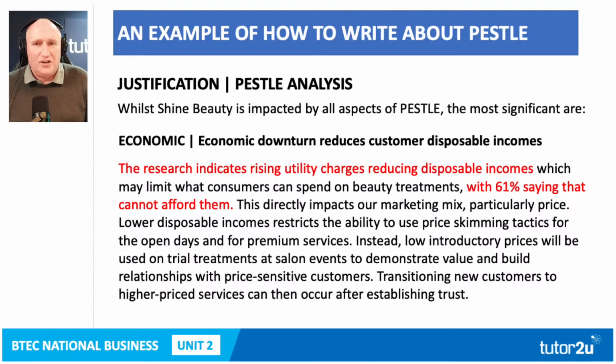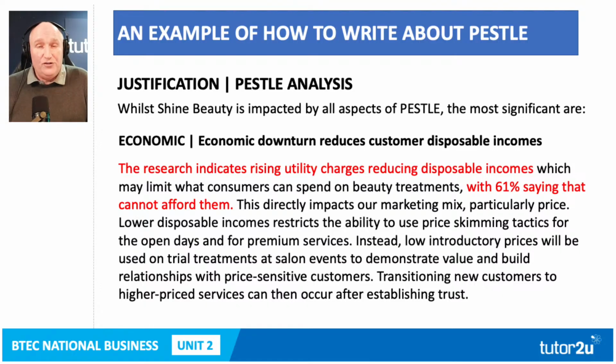All I'm suggesting is you don't have to work your way through the detail of every letter in PESTLE. Do something like this. Say, look, here's the most important. I've gone with the economic downturn, and it's exactly the same as SWOT. What's the evidence? How does it apply to the business? And what's the effect on our marketing campaign? So I've gone with the economic downturn reducing customer disposable incomes. The research indicates rising utility charges and the economic downturn are reducing disposable incomes. Obviously, they're also increasing salon costs. That might limit what customers feel they can spend on beauty treatments. 61% in the primary research said they can't afford beauty treatments.